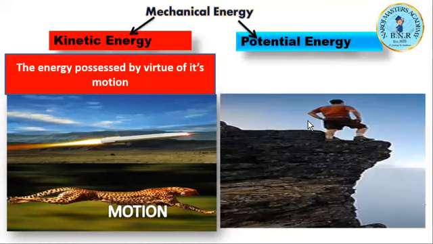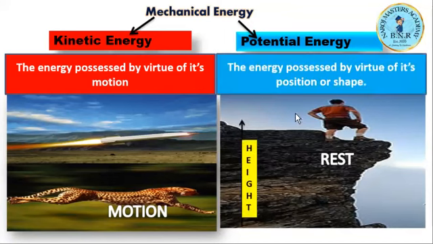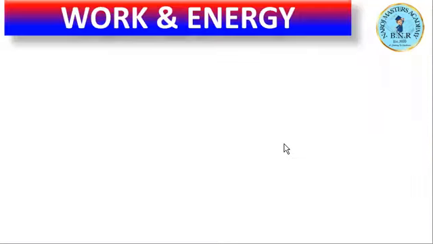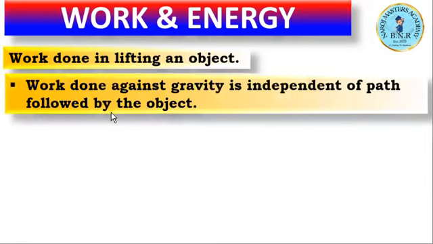Whereas potential energy is at rest. The man is at rest and at a certain height. The energy possessed by virtue of its position or shape is potential energy we can say here. Work done in lifting an object. Work done against gravity is independent of the path followed by the object.